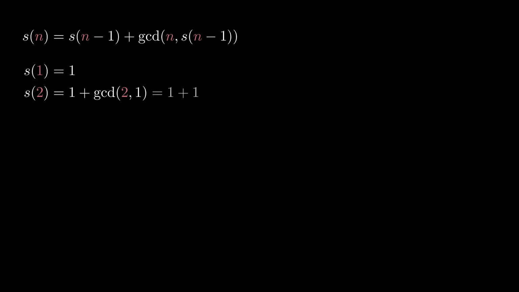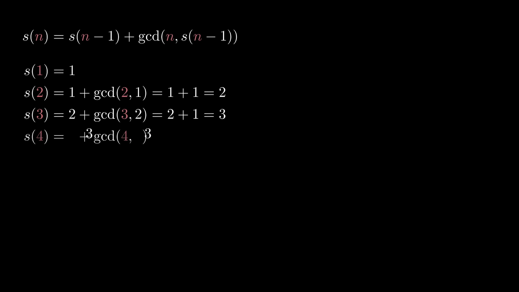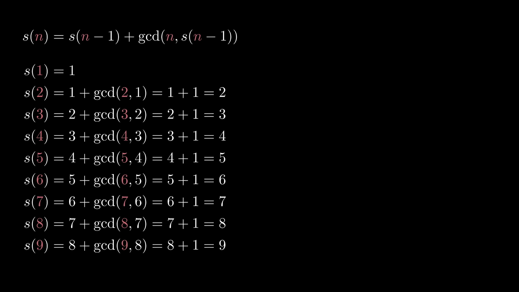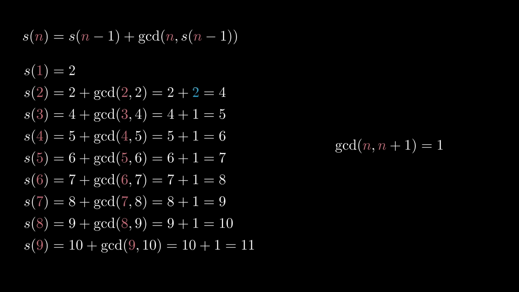The first GCD is 1, so we get 2. The second GCD is 1, so we get 3. The third GCD is 1, so we get 4. In fact, every GCD is 1, since the GCD of n and n minus 1 is 1. So this sequence is really boring. If we change the initial term to 2 or 3 instead, the sequences we get are also not interesting.